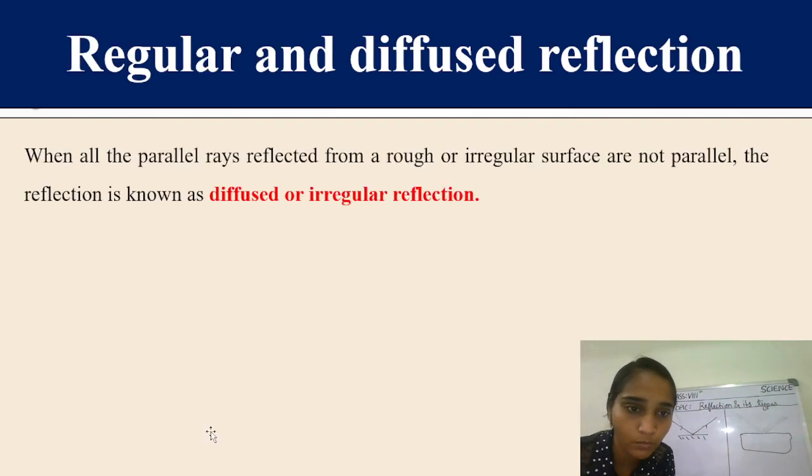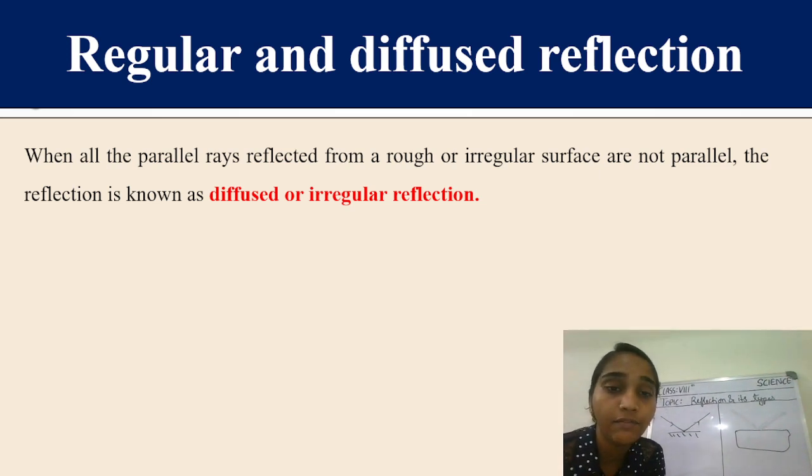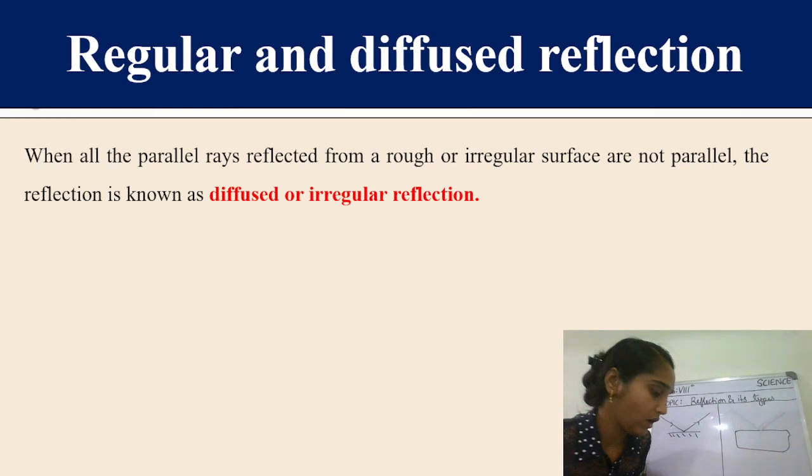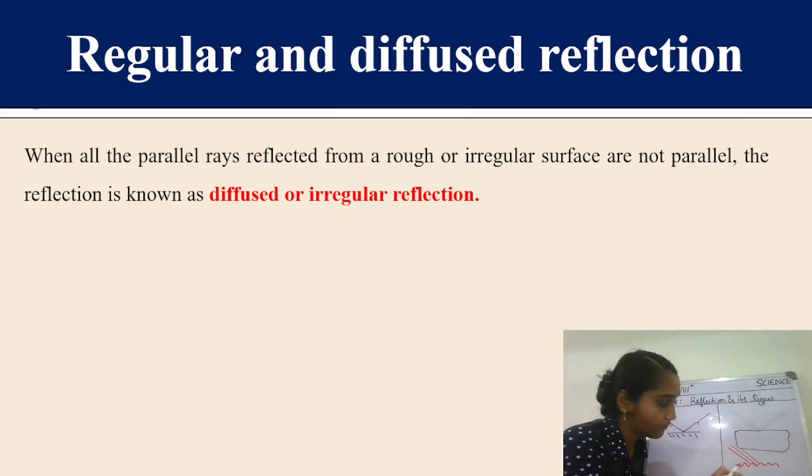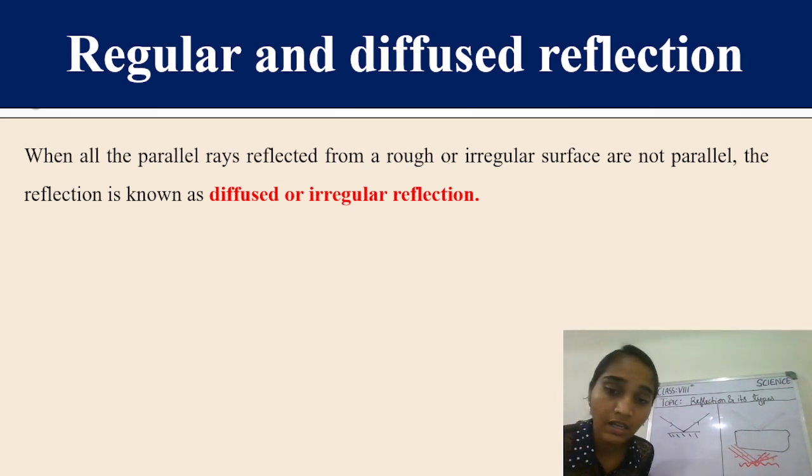Very good students, good observation. When parallel rays are reflected from a rough or irregular surface, they are not parallel. That reflection is known as diffused or irregular reflection. If I draw an irregular surface like this, the path of light will fall somewhere down or on the peak of the surface. So it will go in other directions, which are not parallel to each other, right? So irregularities are there in the surface.